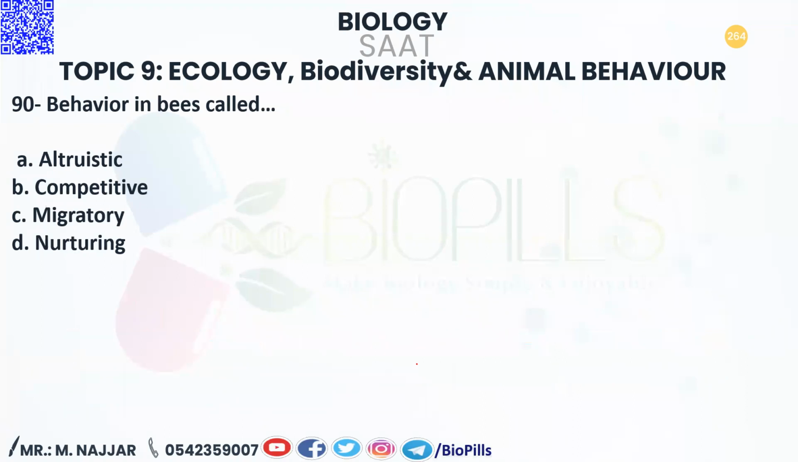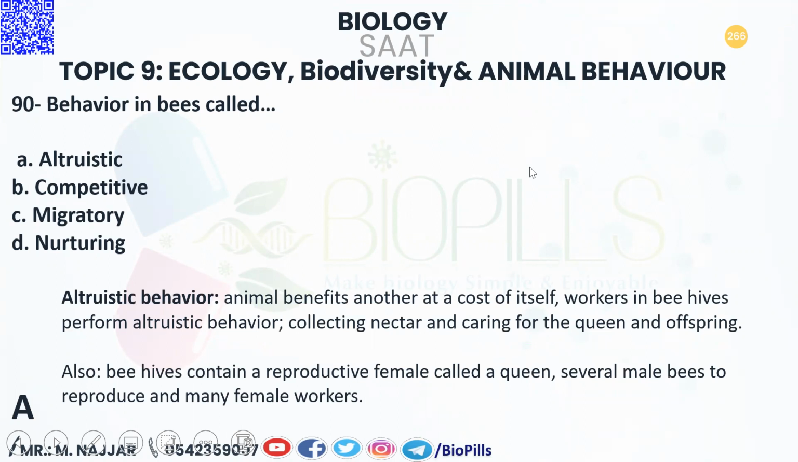Question number 90, very close. Behavior in bees called A, altruistic. B, competitive. C, migratory. D, nurturing. Yes, of course, it is altruistic. Yes, perfect. And this is the exact same definition that we just mentioned.